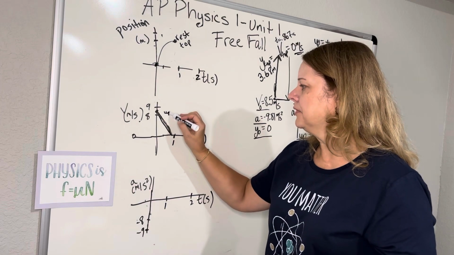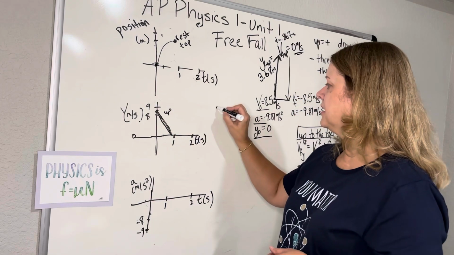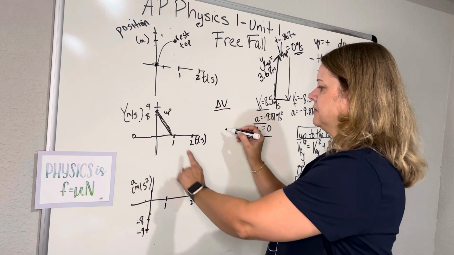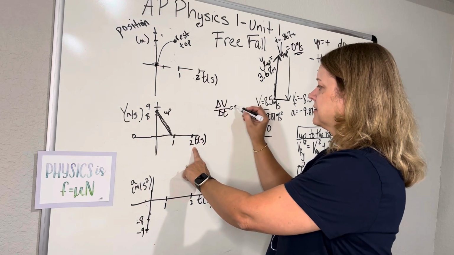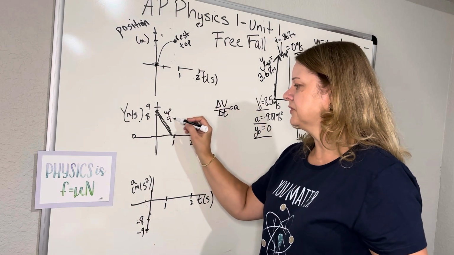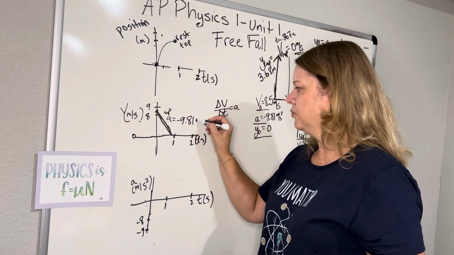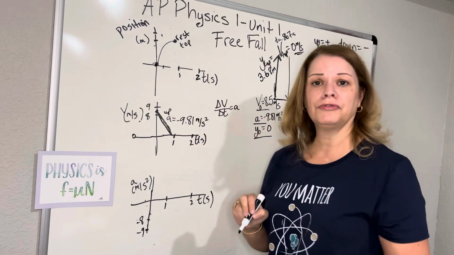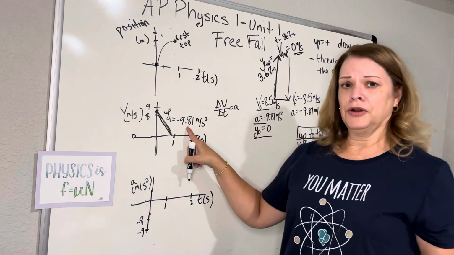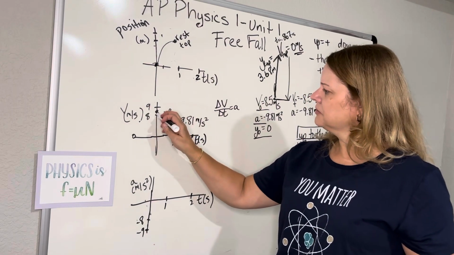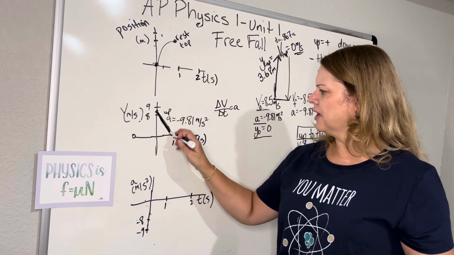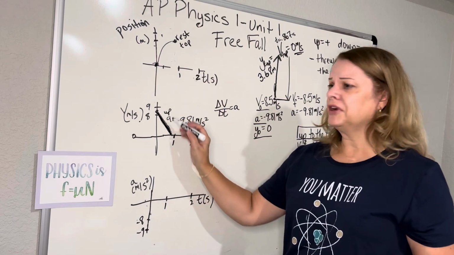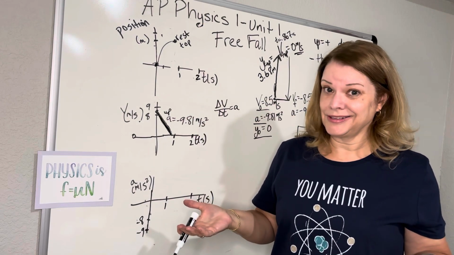This is up. All right, well remember, velocity time, that's change in velocity over change in time, rise over run. That's acceleration. This line is acceleration and it's negative 9.81 meters per second squared because this is a free fall problem. That is our average Earth's gravity, or acceleration due to gravity, I should say. So now that's a straight diagonal line. Why? Because it's constant acceleration.